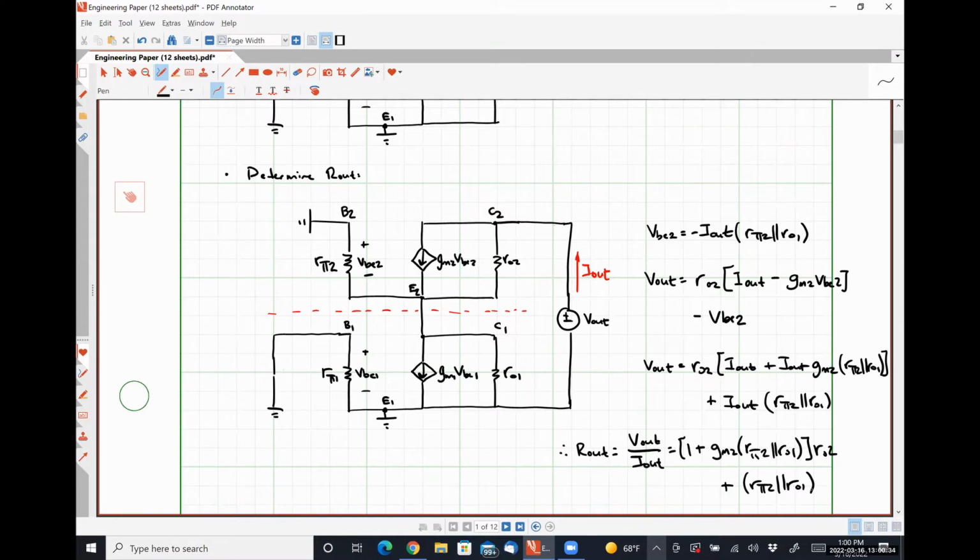I out is flowing into this node C2, splits up, recombines, and from here, all it sees is this R pi 2 in parallel with everything that's down here, which is simply R naught 1. So it flows through the parallel combination of R pi 2 in parallel with R naught 1. This is what I've mathematically given there. Because the current I out is flowing into the negative polarity terminal, is why I have to include that negative sign.